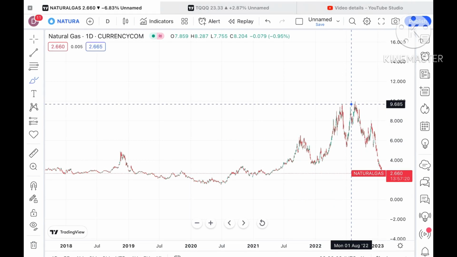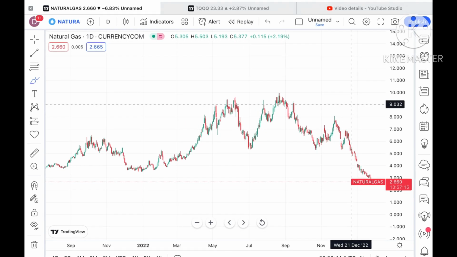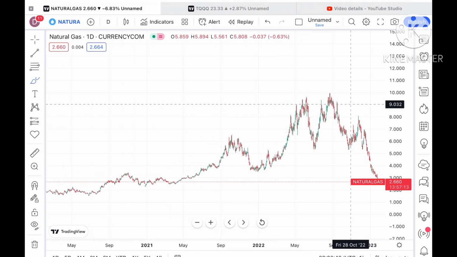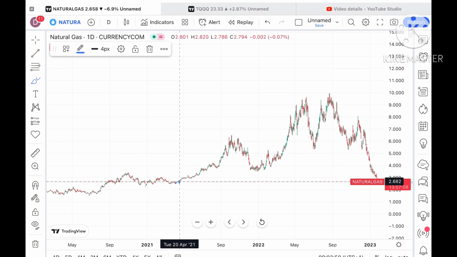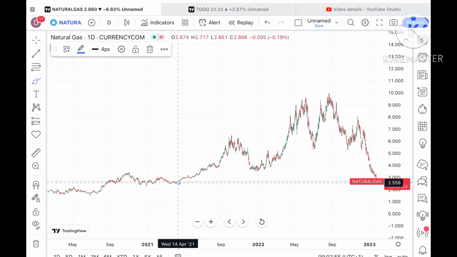So what you can see looking at this particular chart is that the overall trend is downside, and there is a high chance that it can move further low, because we have not seen this particular zone since August of 2021.